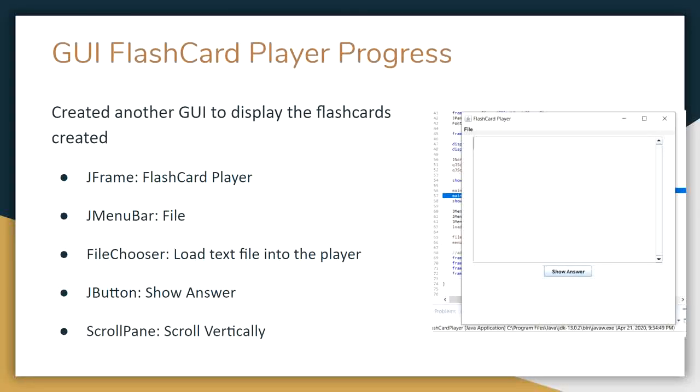GUI Flash Player Progress. We created another GUI to display the flashcards created by the user. We use similar concepts as the Builder GUI. In the JFrame, we have flashcard player. In the JMenuBar, we put the file option. Inside it, we have the file chooser, which allows the user to load the text file into the player. The JButton component allows the user to see the show answer. For the scroll pane, we put the scroll vertically down if the text is longer than the text area.